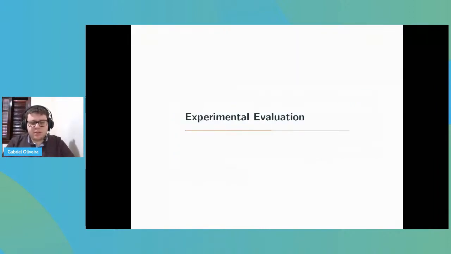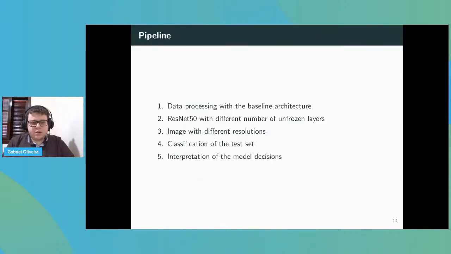So this is our experiment. So this is the pipeline of our experiments. The first one is using the different data processing techniques with the baseline architecture. We started with the baseline architecture because it has fewer parameters than the ResNet 50, and it can run faster than ResNet 50.